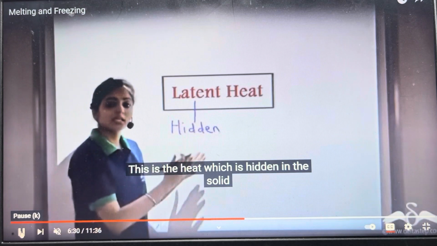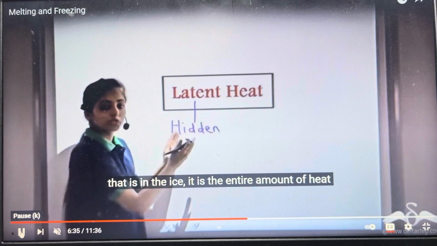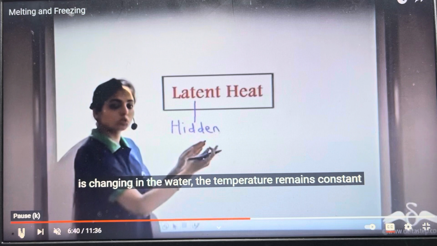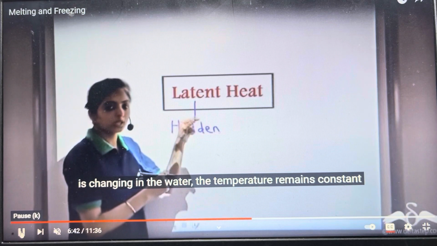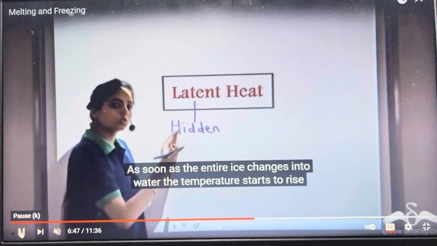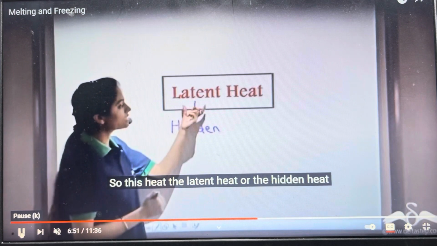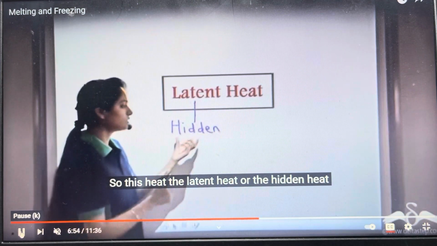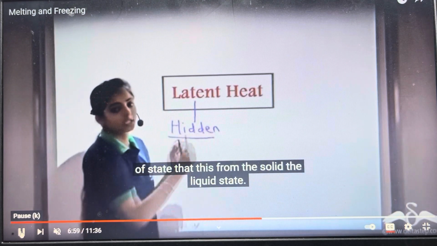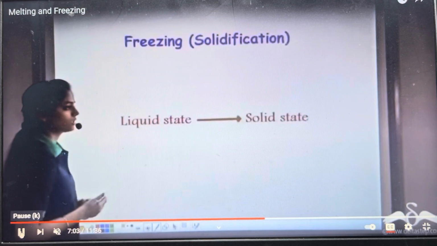This is the heat which is hidden in the solid, that is in the ice. It is the entire amount of heat which is required for the change of state. So when it's changing to water, the temperature remains constant at 0 degrees Celsius, still the entire ice changes into water. As soon as the entire ice changes into water, the temperature starts to rise again. So this heat, the latent heat or the hidden heat, is the amount of heat which is required for the change of state, that is from the solid to the liquid.